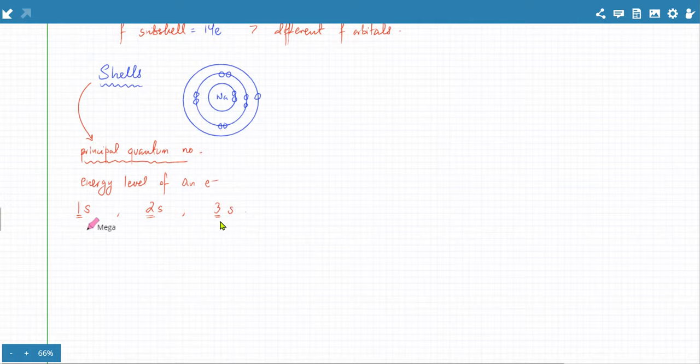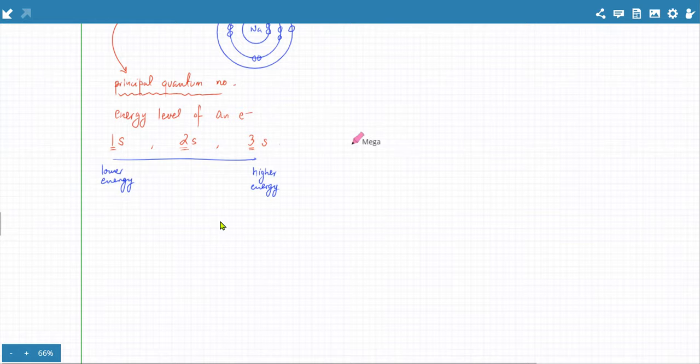It means that this electron is at a lower energy level, and this electron is at a higher energy level. So let's say there's an electron in the 1s. 1 indicates the lowest energy level. That means that around the nucleus, the electron would be, if it has a very low energy, then that would indicate, yes, energy levels are shells.